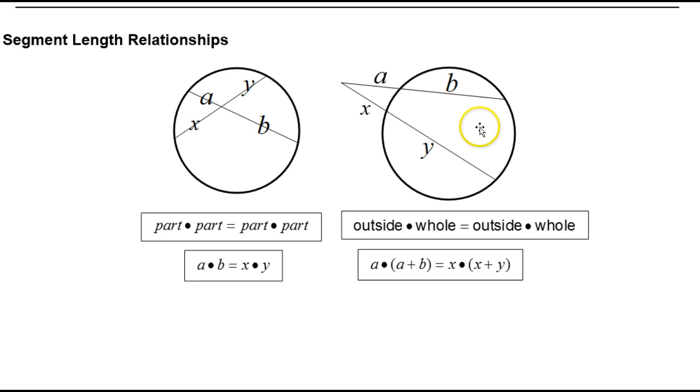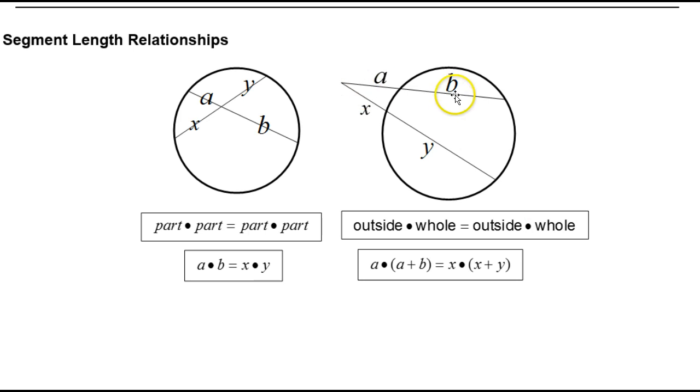And these are the main two. When you have intersecting lines inside of a circle, then part times part is equal to part times part. When the lines meet outside the circle, then it's all about the outer part versus the whole thing. And it turns out that the outside times the whole is equal to the outside times the whole.